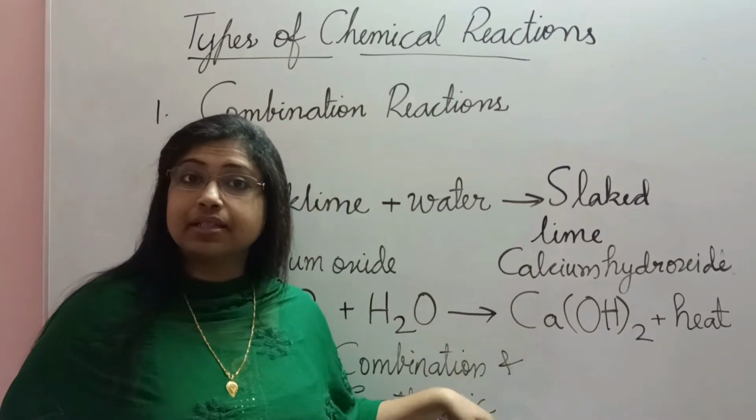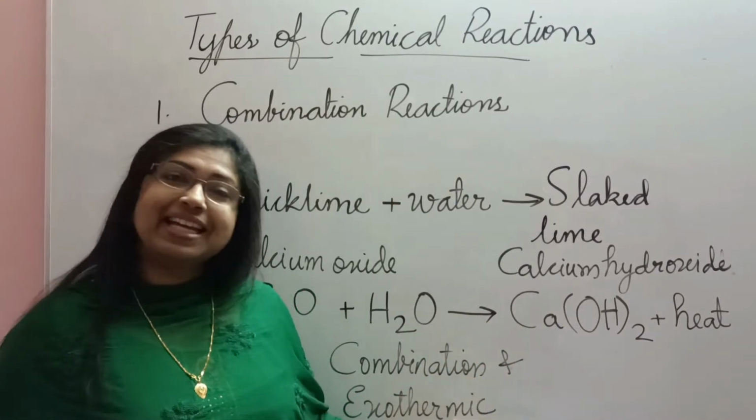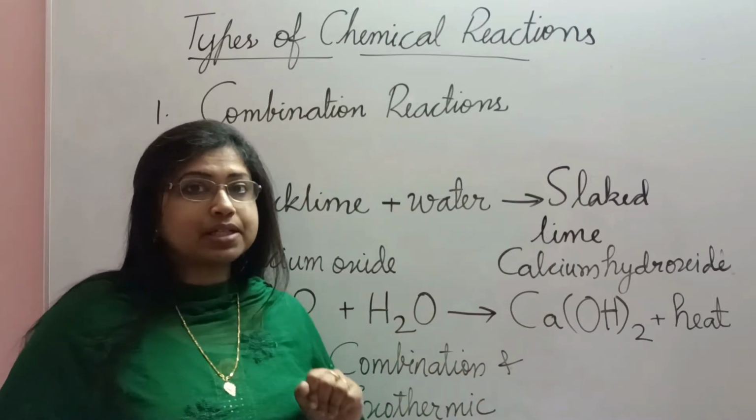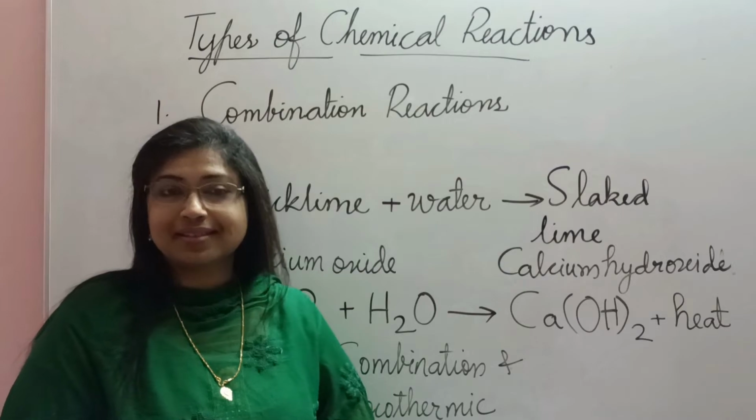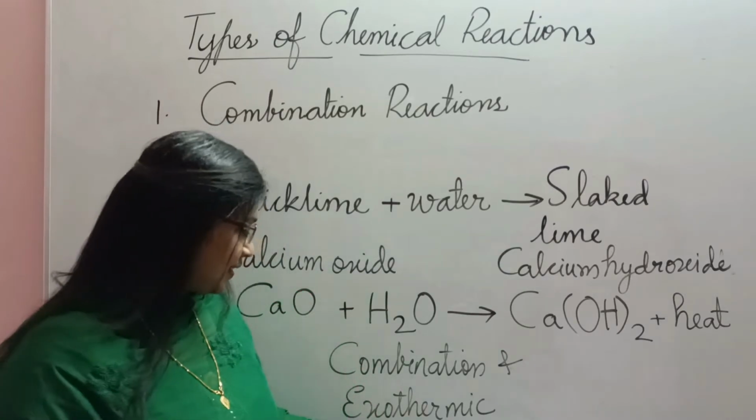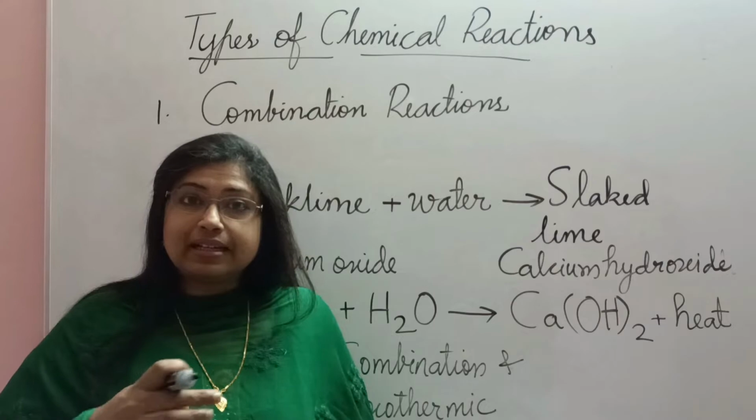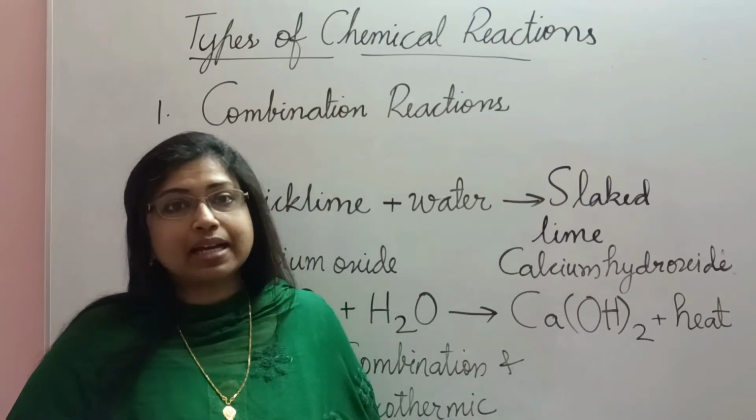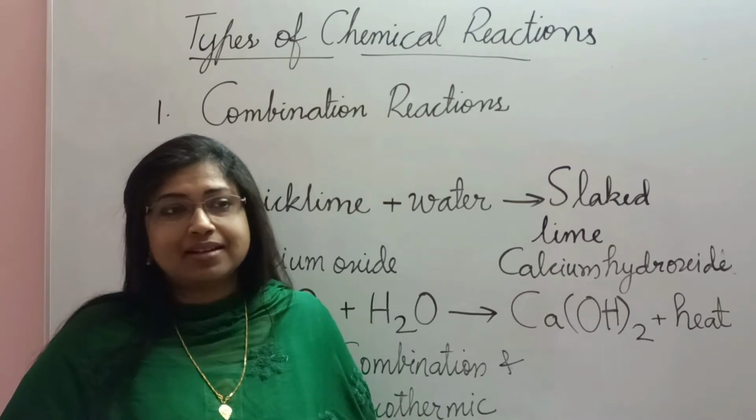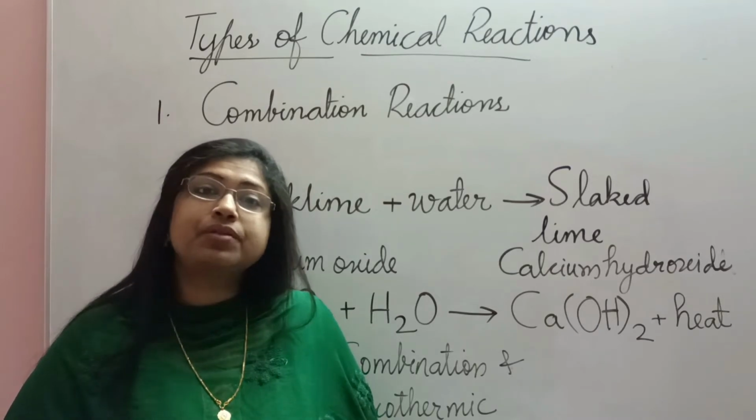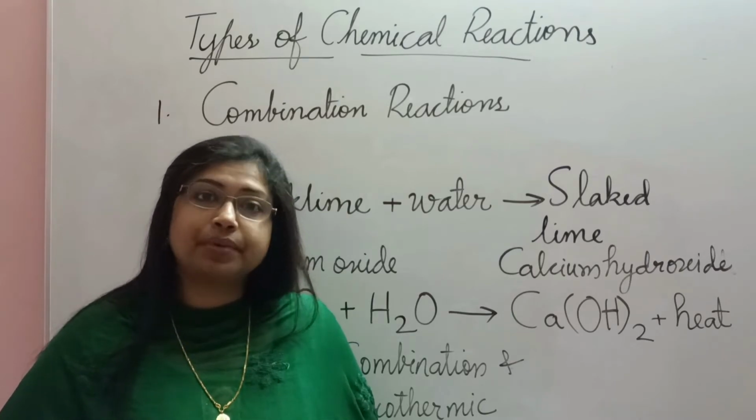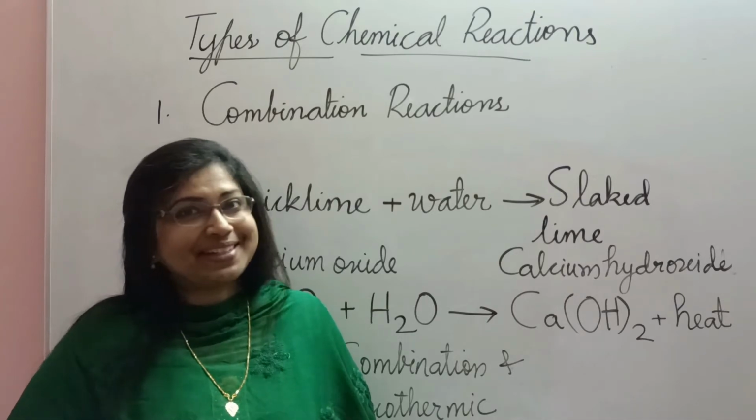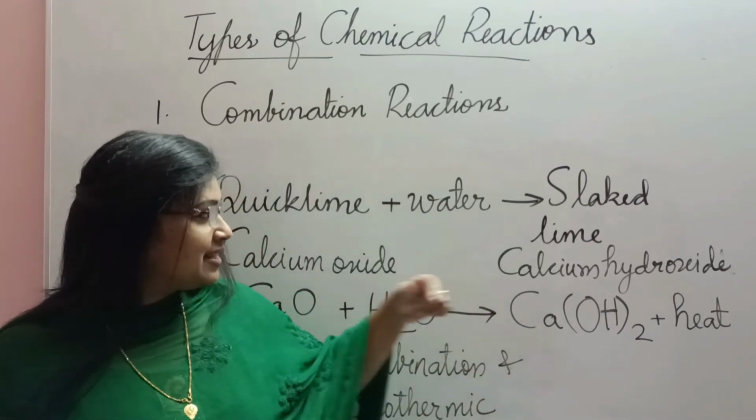Children, please try to understand the difference between combination and exothermic reactions. Combination means a single product is formed when 2 or more reactants combine with each other. Now, exothermic means energy is released in the form of heat. Chemical reactions or any process which involves the evolution of heat energy along with the formation of products are known as exothermic reactions. Hope you understood? Okay, now let's see.